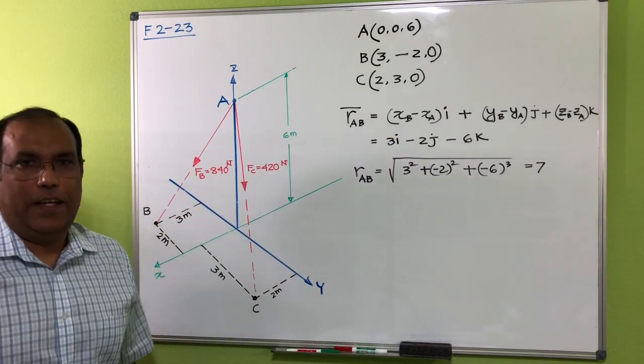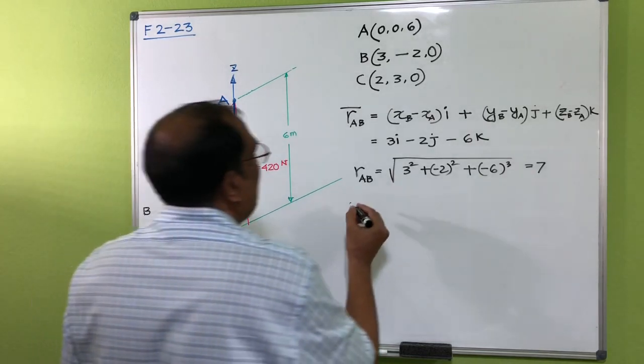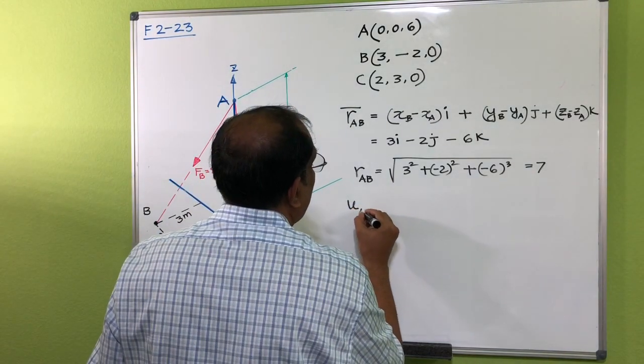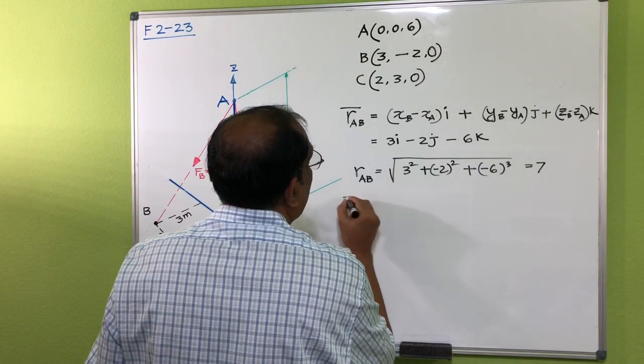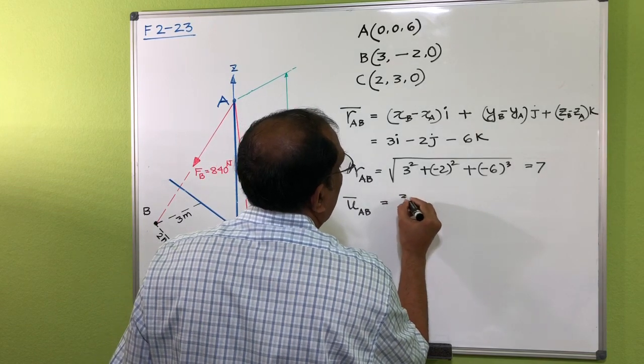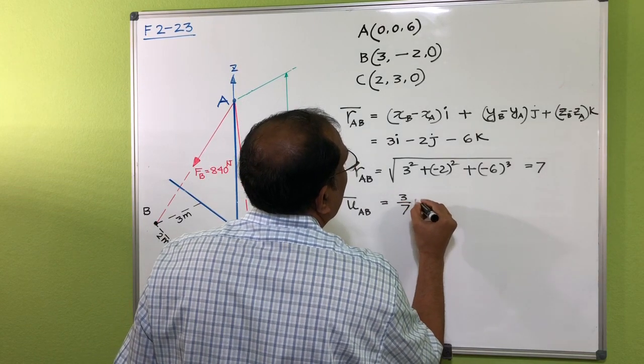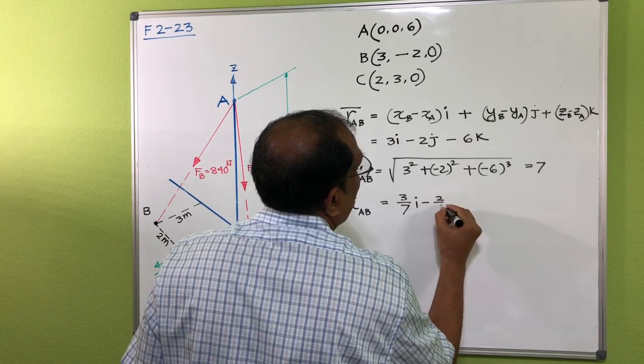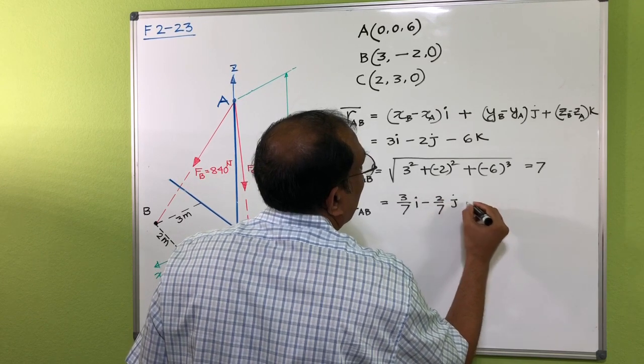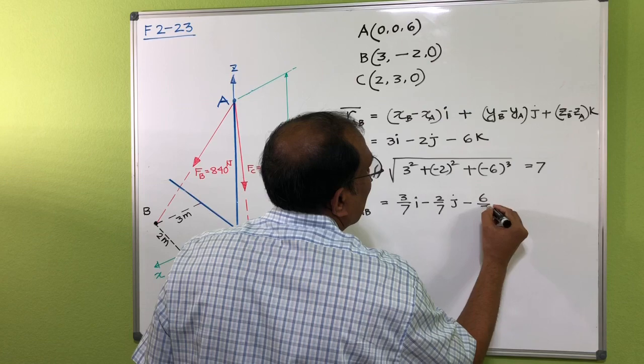So the unit vector for AB would be 3 by 7 i, minus 2 by 7 j, minus 6 by 7 k.